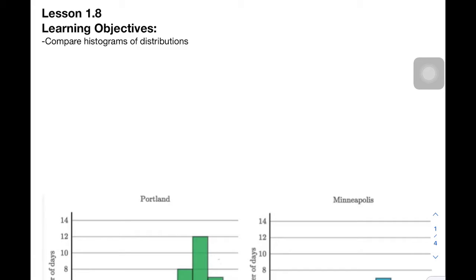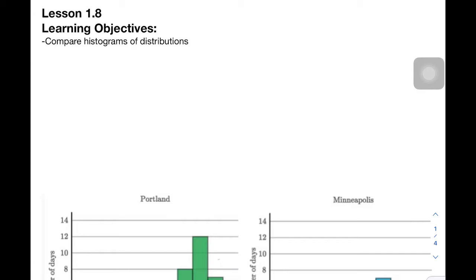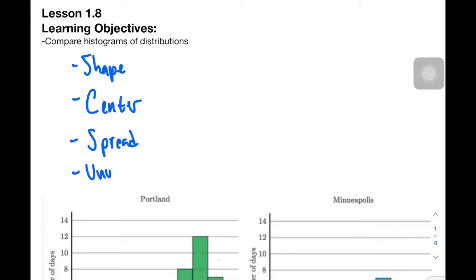Lesson 1.8, comparing histograms of distributions. We're going to continue where we left off last lesson on talking about distributions. We mentioned that when describing distributions, we would like to mention the shape, the center, the spread, and then any unusual features.